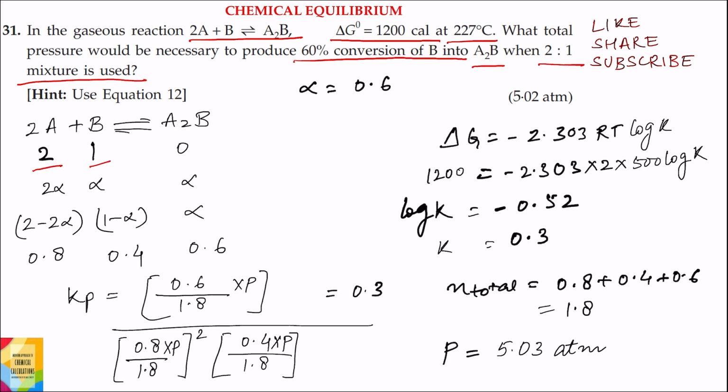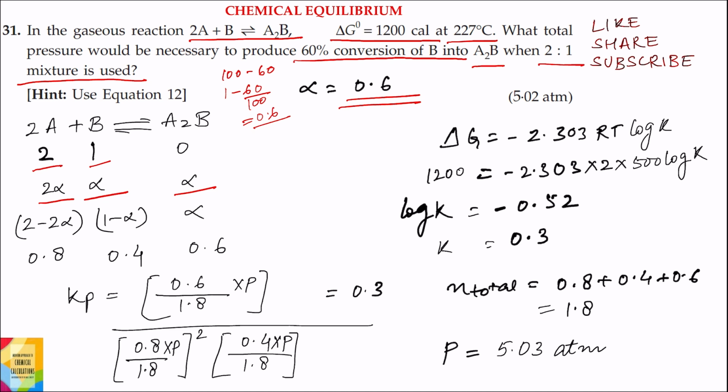Now initially A and B are taken in a 2:1 ratio and 60% of B converts to A2B. So if out of 100, 60 moles of B is converting into A2B, then out of 1, 60 by 100, that is 0.6 moles of B will convert into A2B. Now according to the balanced equation, 1 mole of B reacts with 2 moles of A. So alpha moles of B will react with 2 alpha moles of A to form alpha moles of A2B.